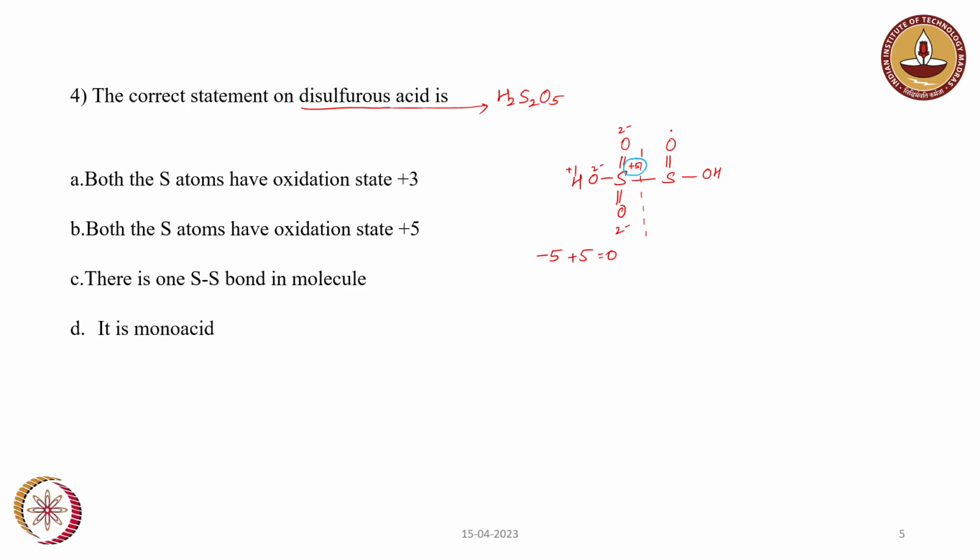And here again oxygen is 2 minus and hydrogen is plus 1. So 2 minus plus 2 minus is minus 4, and plus 1 is minus 3. So sulfur should be having positive 3 to make it neutral. So the charge on this sulfur will be plus 3.